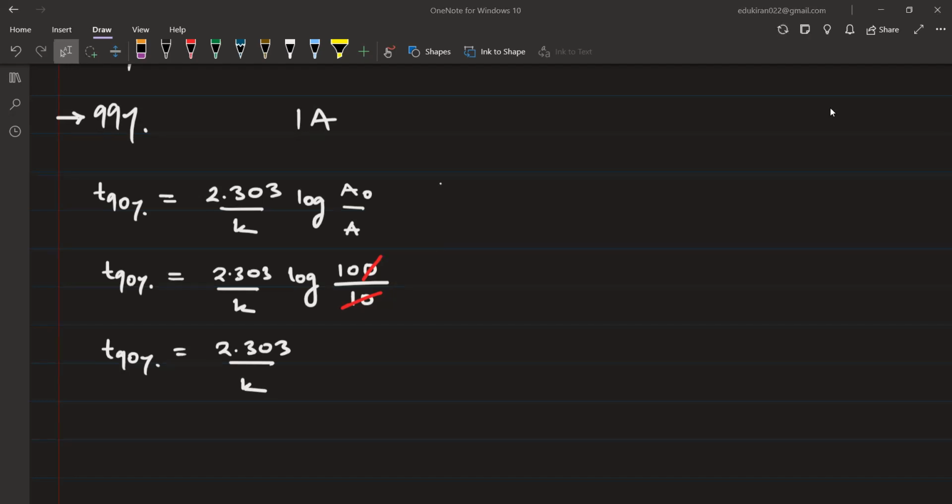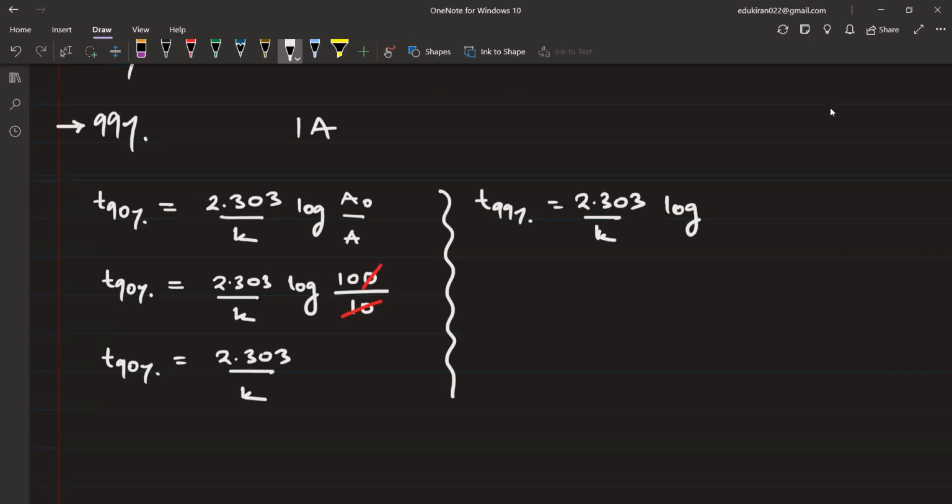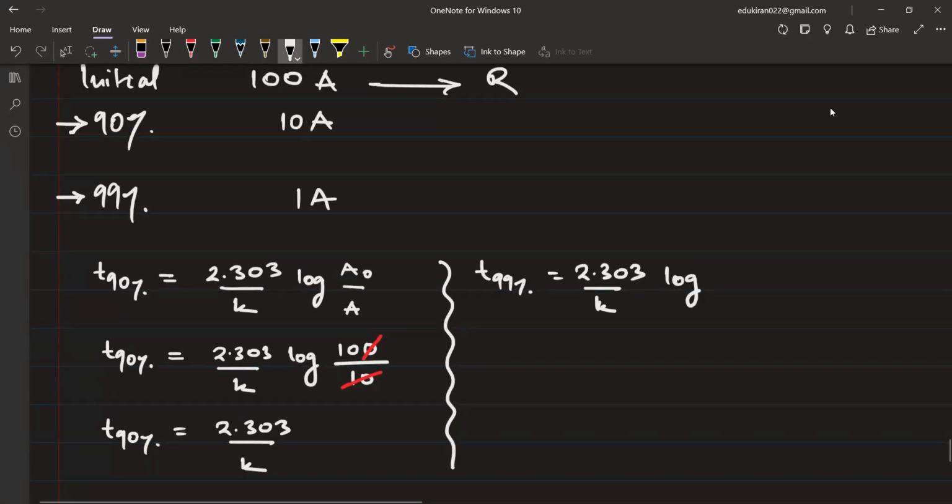Now let us look at t of 99%. It will be equal to 2.303 divided by k, log of what is A naught? Tell me fast, what is initial? 100. Very good. 100 divided by what is the final for 99%? What is the final? 1. So now, 2.303 divided by k. Log of 100 is equal to how much?